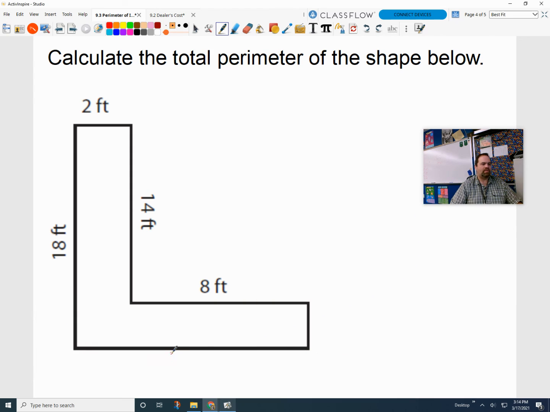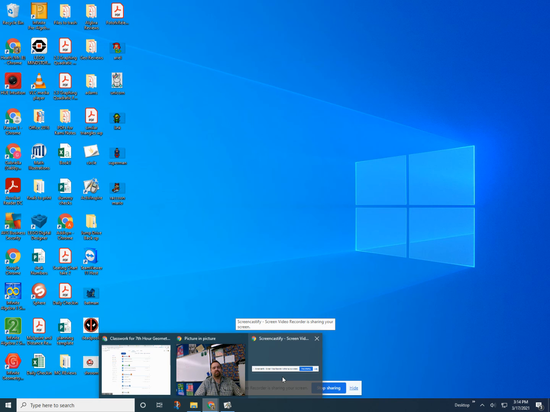So it looks like my bottom has a length of 10 feet. I'm putting together the 8 and the 2, so that my horizontal distance is the same. And then this guy's got to be 4, so that 14 and 18 work out together. Okay, so I should be able to add those up. 18 and 2 and 14 and 8 and 4 and 10. This one's got a perimeter of 56. Don't overthink them. If they look like they're the same, they're the same.